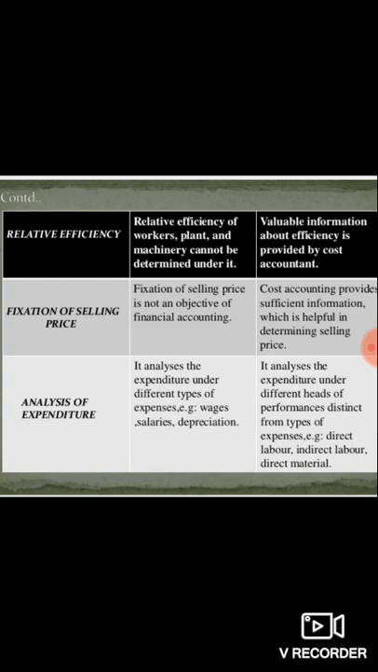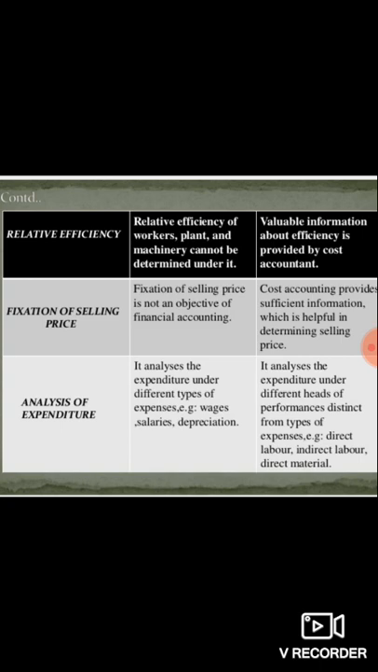And the next difference is fixation of a selling price. In financial accounting there is no fixation of selling price. It is not the objective of financial accounting. But in cost accounting, the main thing done is deciding the selling price. This selling price is determined by taking into consideration the costs incurred for manufacturing a product. So cost accounting provides sufficient information which is helpful in determining selling price.